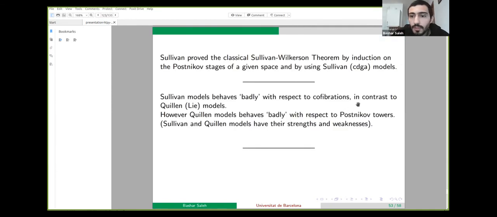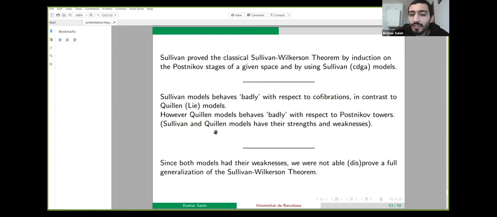So it's not so nice to use Sullivan models, but in contrast to Quillen models, they are nice. However, Quillen models behave badly with respect to Postnikov towers. So both models have their strengths and their weaknesses. At the end, we were not able to prove or disprove a full generalization of the Sullivan-Wilkerson theorem. So it's still an open problem.